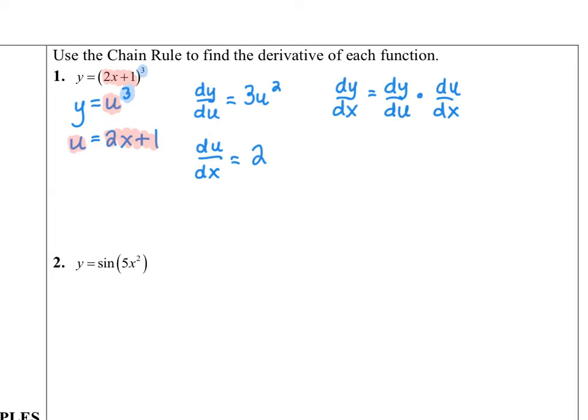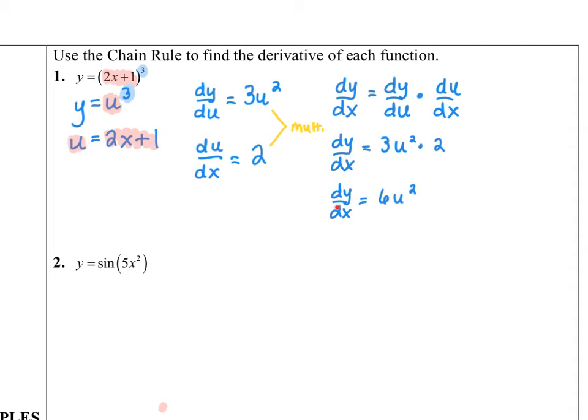Just a reminder how we wrote that chain rule on the front right here. So dy dx, the derivative of y with respect to x, I just take these 2 derivatives, my dy du and my du dx, and I multiply them together. And then I can simplify this and call that 6u squared.